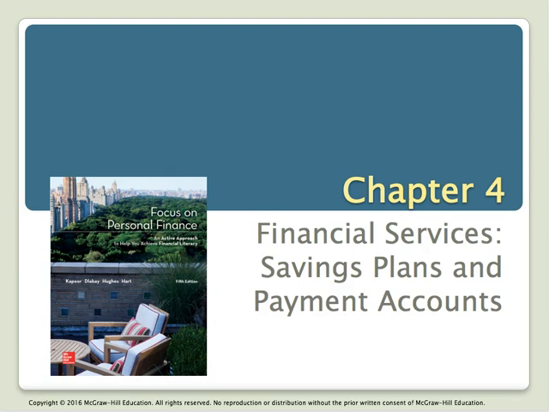Using your savings plans, your payment accounts, and other financial services is a primary personal financial planning activity. And this chapter, Chapter 4, starts with an overview of these services, followed by a discussion of our changing environment, how financial services are changing, which is caused in part by technology and other by economic conditions that we currently are experiencing. And next, we're going to discuss the different types of financial institutions that are available to us, along with factors to consider when we select one.